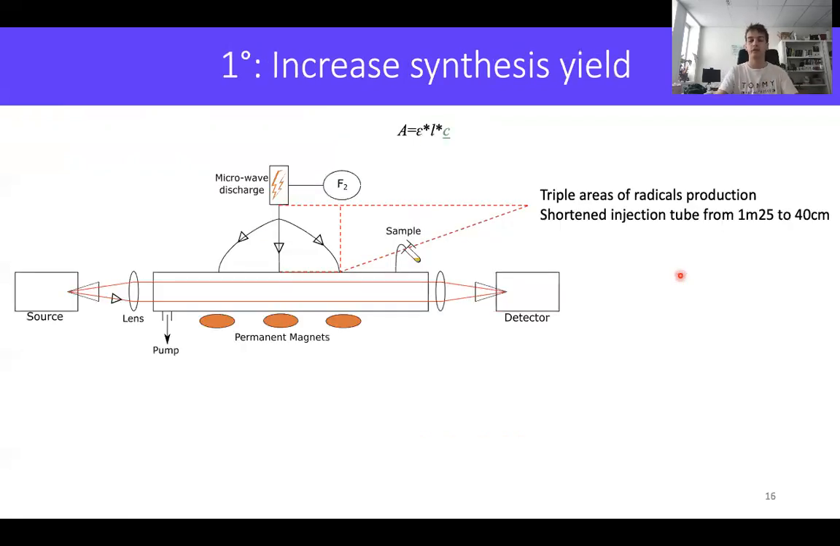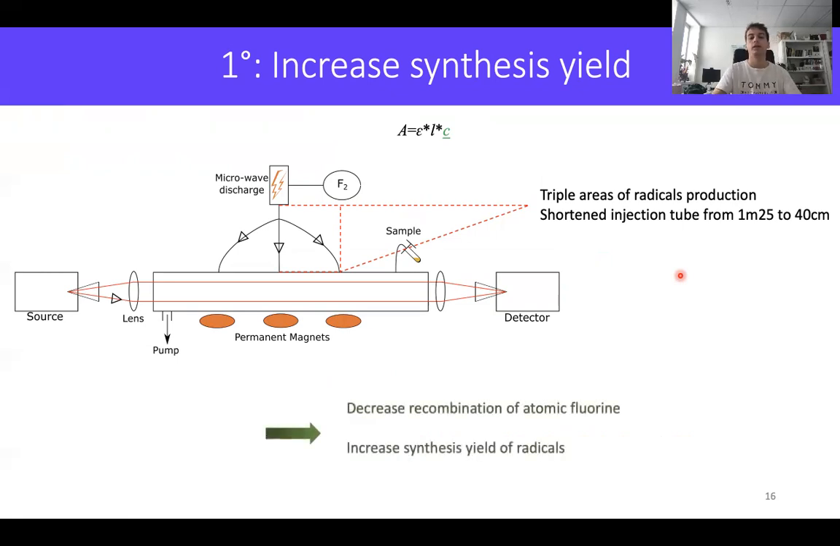So the first enhancement that we made is to triple the area of radical production and to shorten the injection tube from 1 meter 25 centimeters to 40 centimeters. So we decrease the recombination of atomic fluorine and we increase the synthesis yield of radicals by multiplying the area by 3.